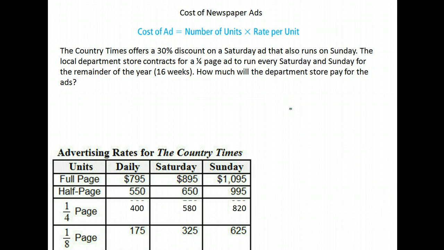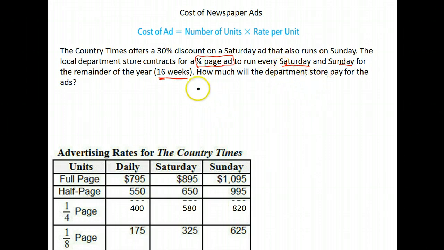Okay, here I have the Country Times offers a 30% discount on Saturday ad that also runs on Sunday. The local department store contracts 1/4 page ad to run every Saturday and Sunday for the remainder of the year. This is going to be for 16 weeks. How much will the department store pay for the ads?